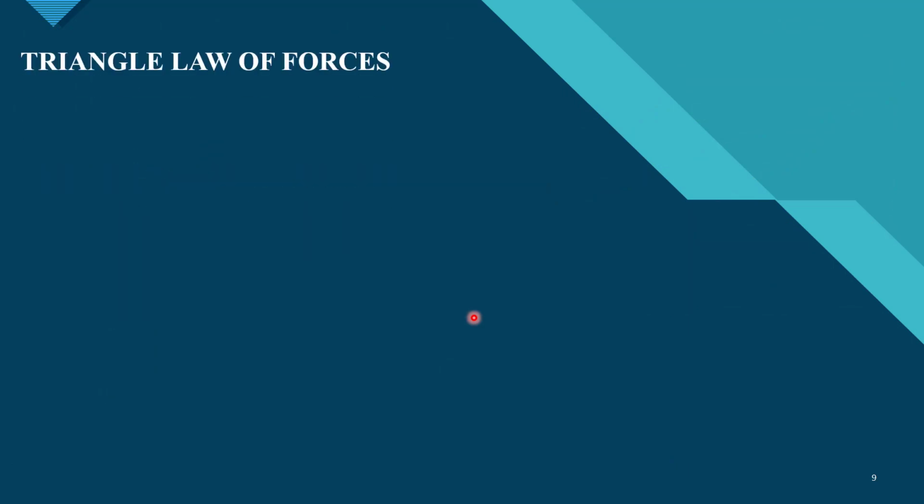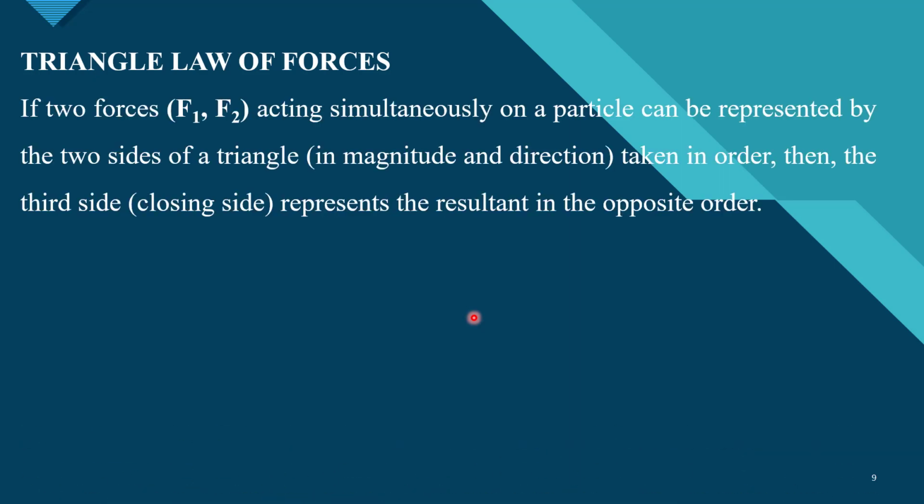Now let's move on to the next method for finding out the resultant of two concurrent forces, that is the triangle law of forces. First, let us see the definition of this one. If two forces F1 and F2 acting simultaneously on a particle can be represented by two sides of a triangle in magnitude and direction taken in order, then the third side or the closing side of the triangle represents the resultant force in the opposite order. That is the triangle law of forces.